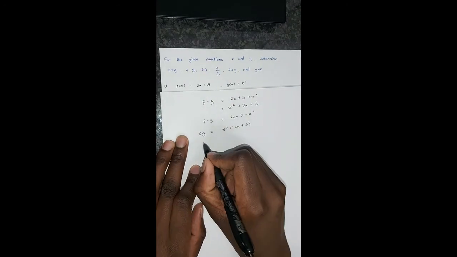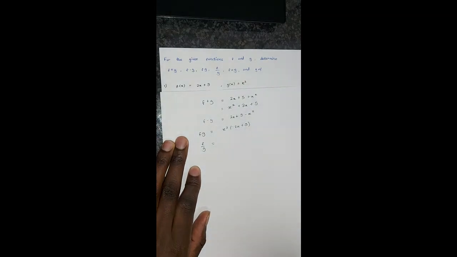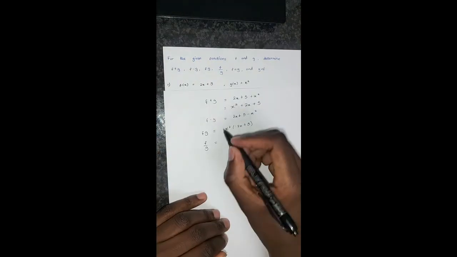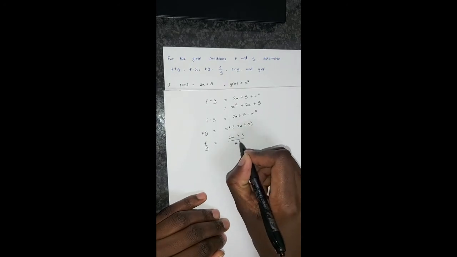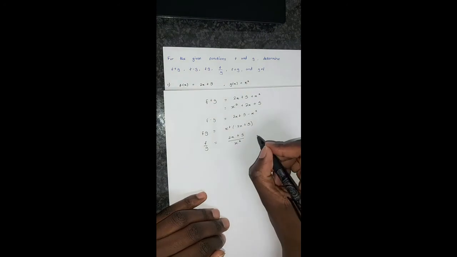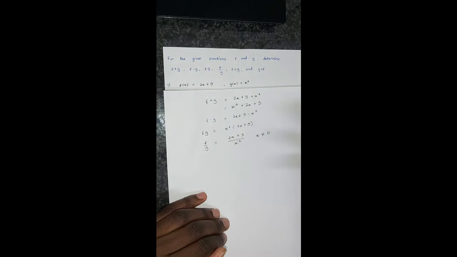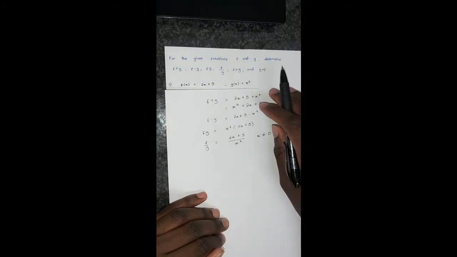Just like that. And then f over g will be equal to 2x plus 5 over x squared. With this one, you can even provide the domain and say that x cannot be equal to 0, since when x is equal to 0, we're going to have an indeterminate function.